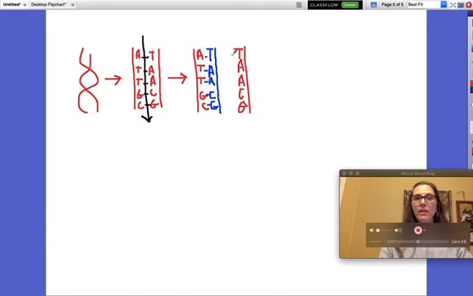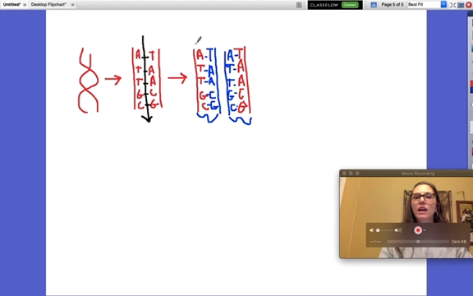Okay, then over here, T is going to pair with A, A is going to pair with T, A is going to pair with T, C with G, and G with C. And there's our other molecule. Okay, and it's got its hydrogen bonds that are formed. So now we have 2 new molecules. Here's one DNA molecule. Here's the other DNA molecule.